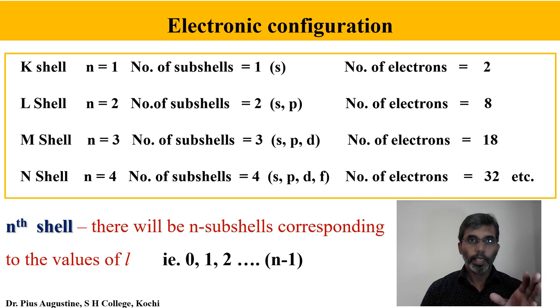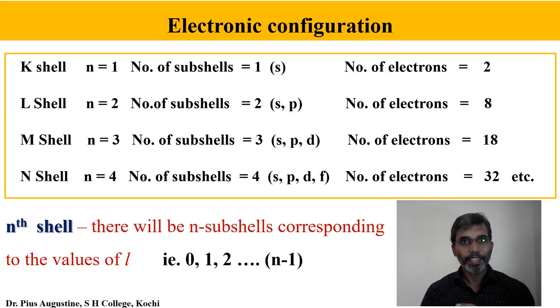Similarly, if you work it out for N shell, you can show that there are 32 electrons. So for K shell, n is equal to 1, it has one subshell, that is s subshell, and 2 electrons. For L shell, n is equal to 2, it has 2 subshells, that is s and p, and 8 electrons. For M shell, n is equal to 3, there are 3 subshells, that is s, p and d, and 18 electrons. For N shell, principal quantum number n is equal to 4, so there are 4 subshells and the number of electrons will be 32.